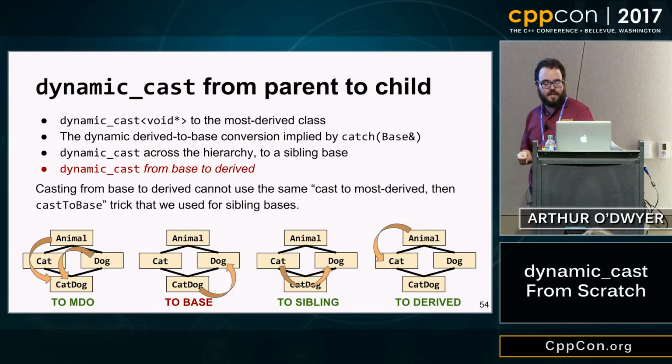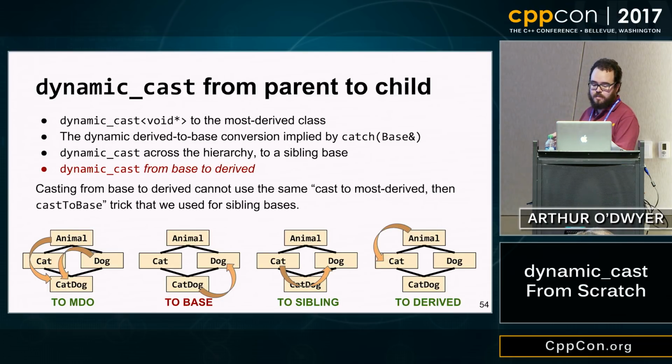All right. We are now down to the last case, which is casting from base to derived. I have a pointer to an animal, and I would like that cat, please. Again, I don't know statically, if I have an Animal*, that it is a cat. So I have to do something at runtime to find out if it's a cat.